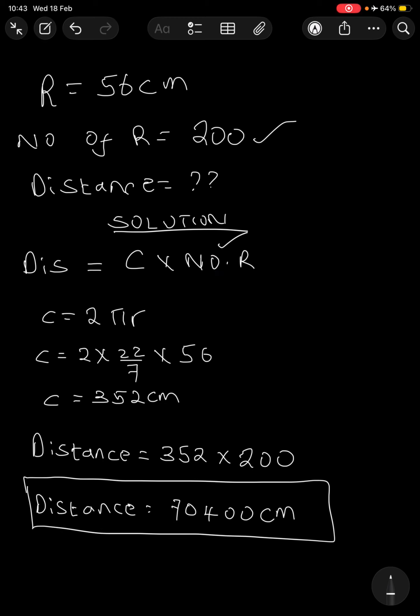So as you can see, distance is equal to circumference times the number of revolutions. That is the formula.